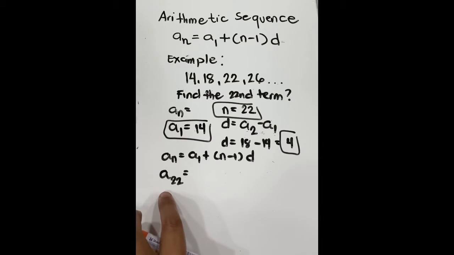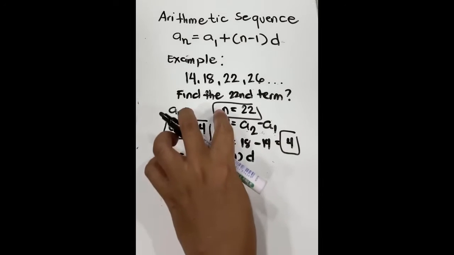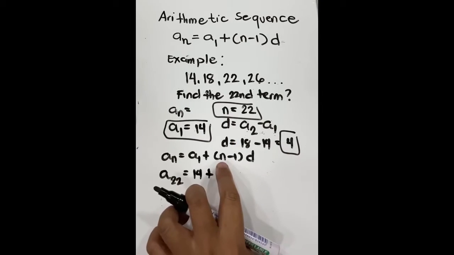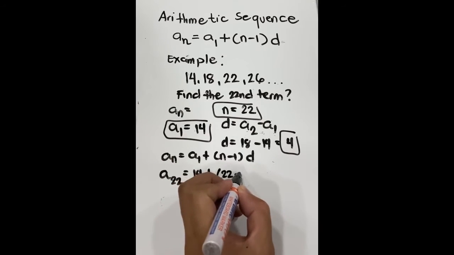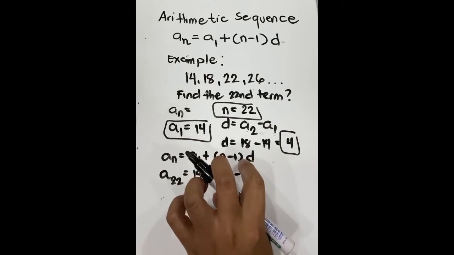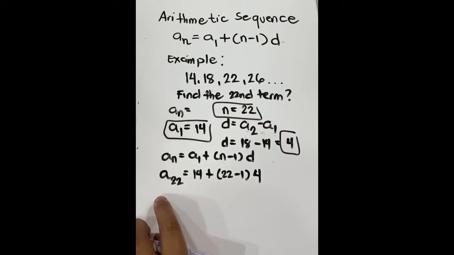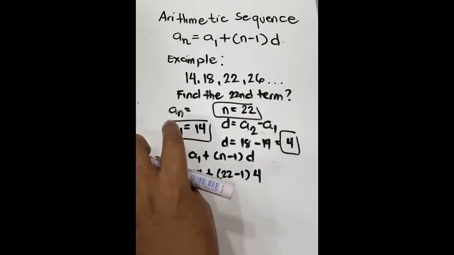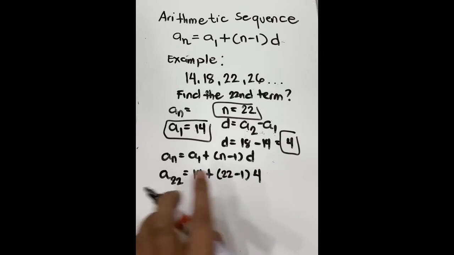What is our a sub 1? 14. Plus, what is our n? That is 22 minus 1. And what is our d? 4. So as you can see, sinubstitute lamang natin yung mga information na nakuha natin dun sa ating formula. So ang gagawin na lamang natin, isi-simplify natin to.